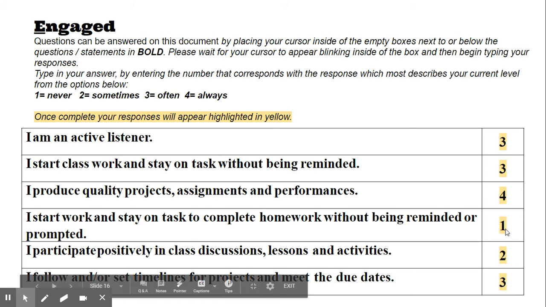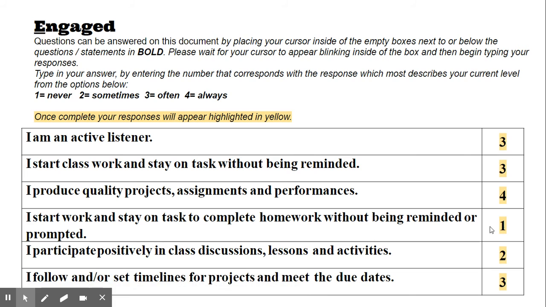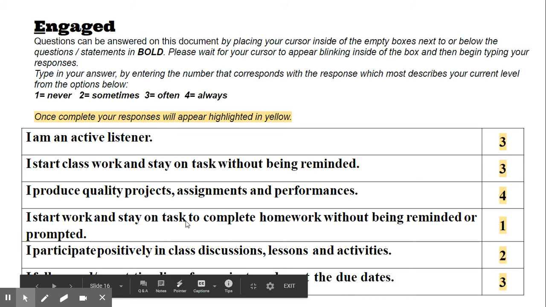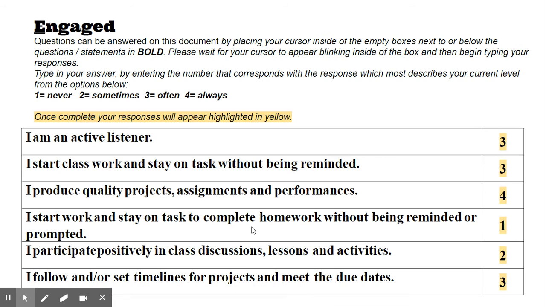Right. And so the ones you definitely want to talk about, anything that you see as a 1, make sure you have a good conversation, right? I start work and stay on task to complete homework without being reminded or prompted. And so a parent might say, well, why'd you give yourself a 1? Well, when we're talking about social studies, I say that I do the work.